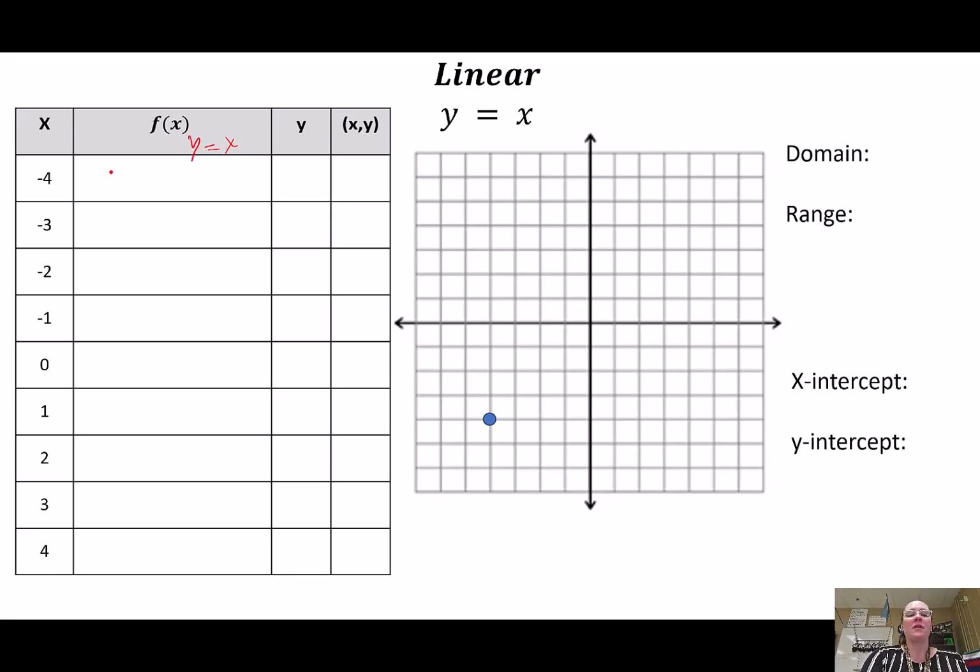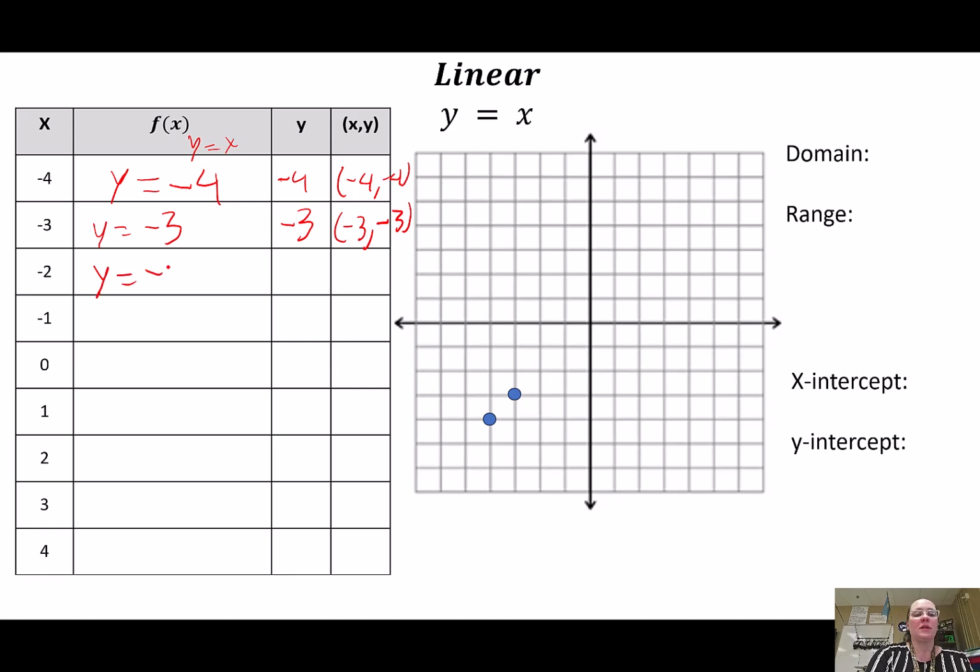So I'm given in this first box that x is equal to negative 4. So we get y is equal to negative 4. So that gives me the point negative 4, negative 4. And that's where that point would be plotted on my graph. Okay? Well, x is negative 3. Plugging that in, we get y is equal to negative 3. So we get the point negative 3, negative 3. Again, plotting that on the graph.